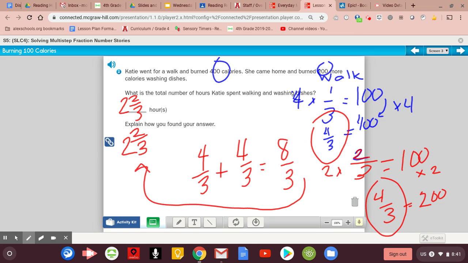All right, you are going to do problem 3 and 4. Remember, we do not have to do the try this. You are only doing problems 3 and 4. Let me know if you have any questions.